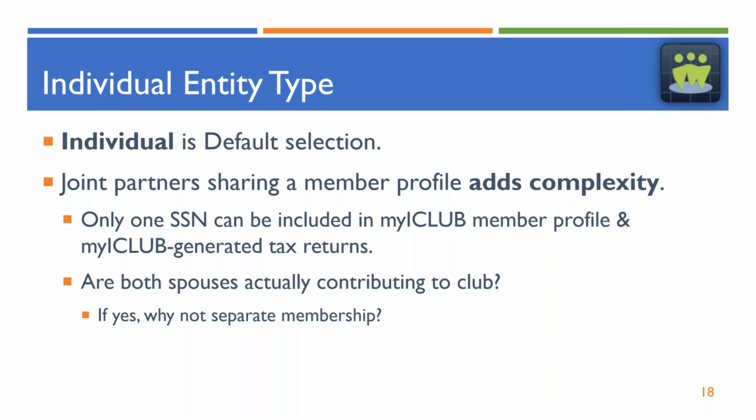You only have to put in one social security number. It's hard to put both names into the space. And you really only need one member's name on the generated tax forms if they're filing a joint return. It's a little different, harder, if they're doing separate returns. Also, you have to think about, if there is a joint return, are they both actually contributing? If only one is contributing, why do you need the other partner on there? And if both are contributing, why not have them both have their own vote and have separate memberships?